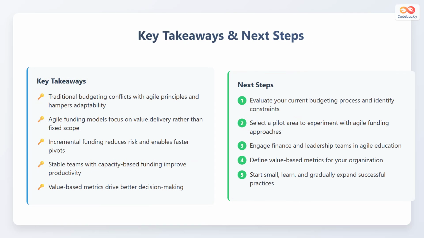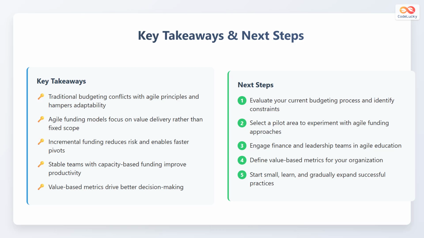Here are the key takeaways. Traditional budgeting conflicts with Agile principles and hampers adaptability. Agile funding models focus on value delivery rather than fixed scope. Incremental funding reduces risk and enables faster pivots. Stable teams with capacity-based funding improve productivity, and value-based metrics drive better decision-making.